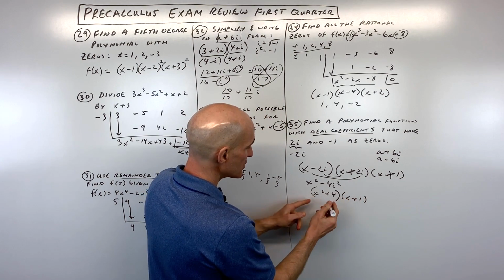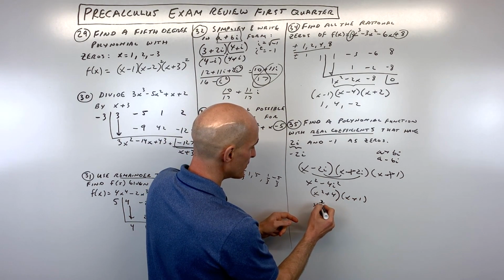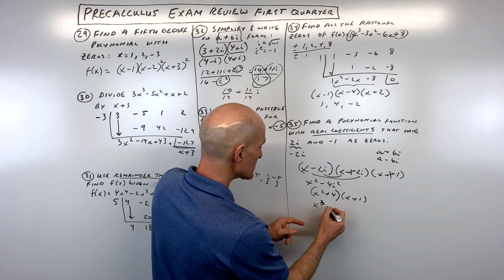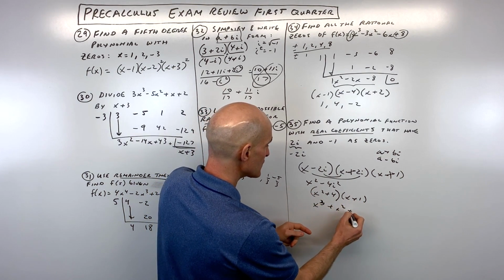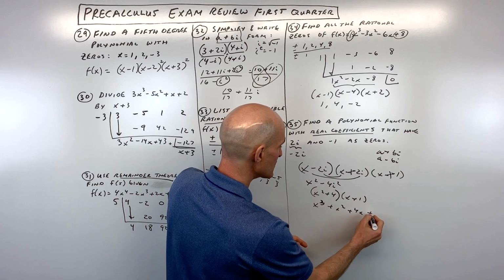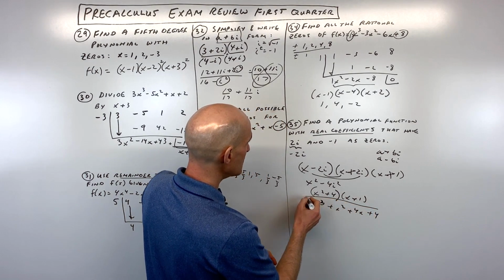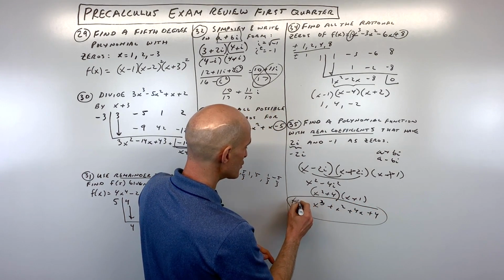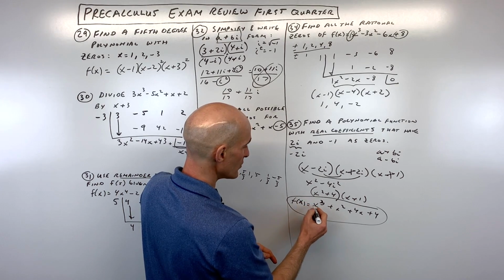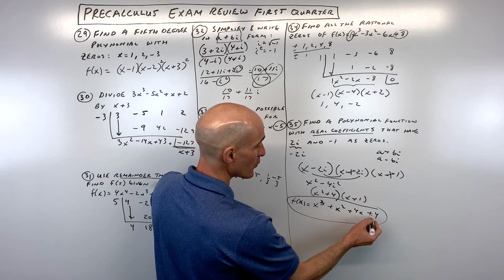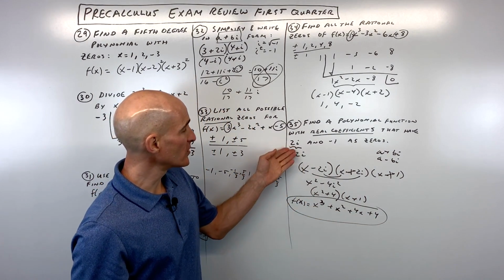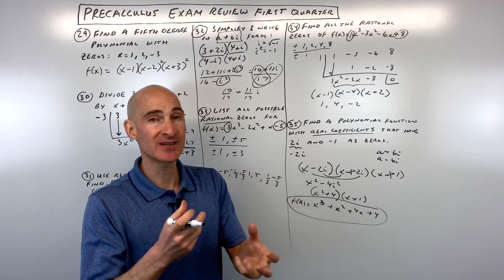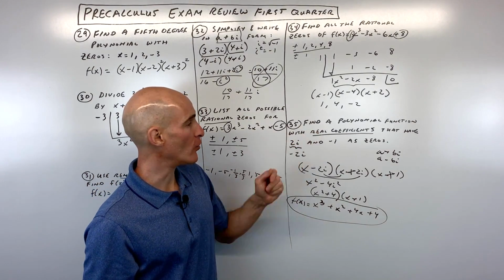So here if we FOIL this, we get x to the third. Outer gives us x squared, inner gives us 4x, and the last terms give us 4. So this would be our polynomial function, f of x equals x cubed plus x squared plus 4x plus 4. So the key was really to recognize the complex conjugates concept if the coefficients are real.